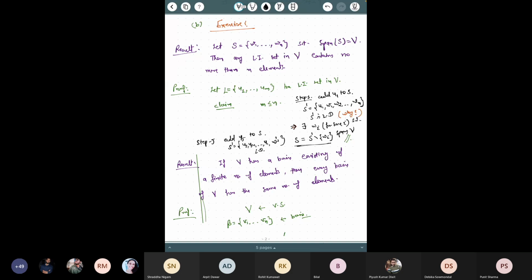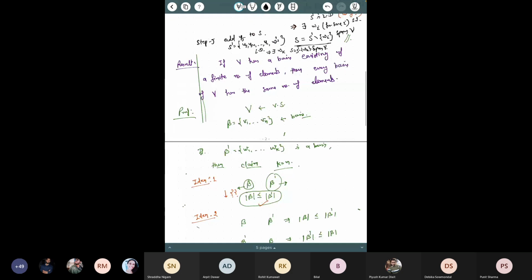So this implies that there exists some wk, let's say, such that when you remove this wk, s dash minus wk, sorry, still spans V. So after the mth step, if there are no wi's to remove from s dash, then this would be a contradiction to the linear dependence lemma, and therefore this implies that m is less than or equal to 1.